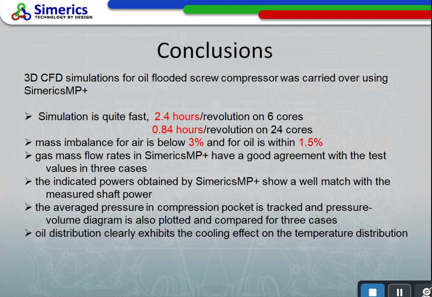The mass imbalance for air is below 3%, and for oil it is within 1.5%. The gas mass flow rates in Simerics MP+ have a good agreement with the test values in all 3 cases. The indicated powers obtained by Simerics MP+ show a good match with the measured shaft power. The averaged pressure in the compression pocket is tracked, and the pressure volume diagram is also plotted and compared for all 3 cases. Oil distribution clearly exhibits the cooling effect on the temperature distribution.